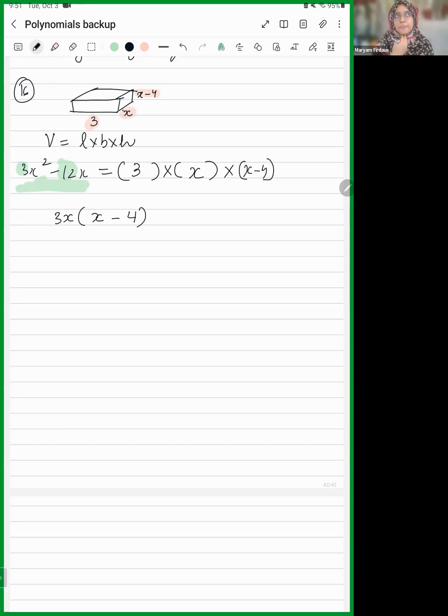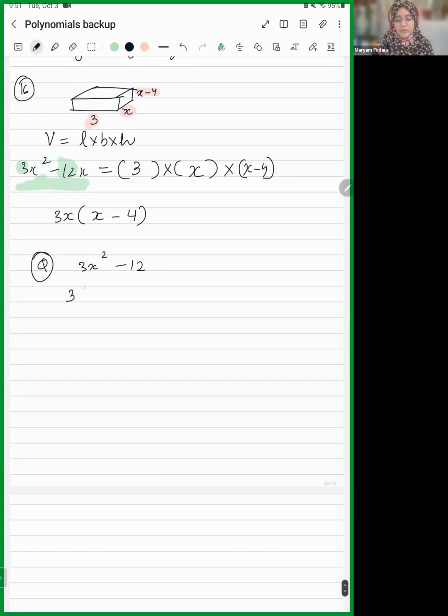How about 3x square minus 12. Let's say this is your volume of a cuboid. So volume is 3x square minus 12. Now let's factorize this. So this becomes 3 times x square minus 4. Now, further what can we do? What can we do from here? Yes, how do we factorize x square minus 4?